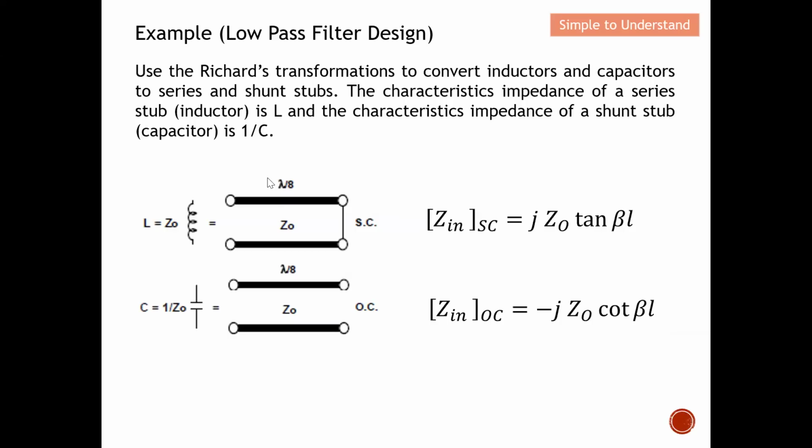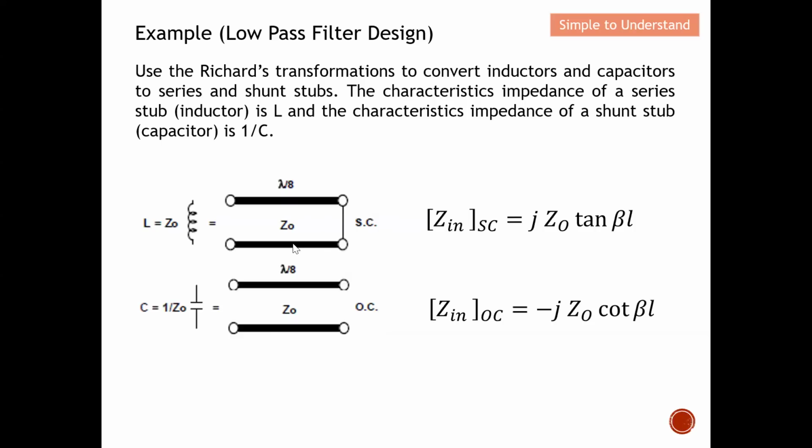In order to use this Richards transformation, the length of the transmission line will be lambda over 8. If it's an inductor, then it will be a short circuit. If it's a capacitor, the length of the transmission line will still be the same, but it will be an open circuit. One thing I want to highlight also: you can see that for this one, 1 over Z naught equals Z naught, so in this case they are exactly the same. For this one, I need to do a 1 divide, which I will explain later on. Basically, this is the Richards transformation. Again, let's not dwell so much on the equations, let's just understand how to use them.